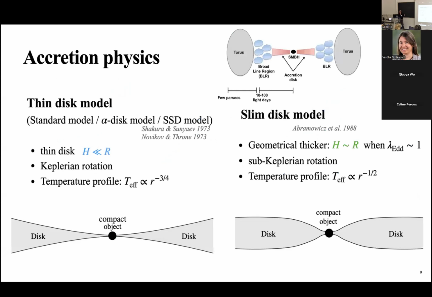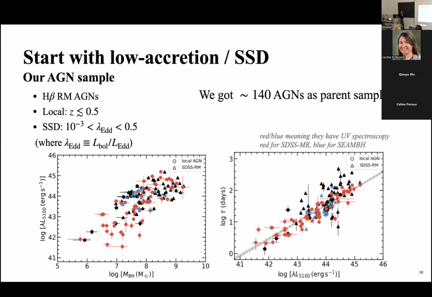So I'm going to give a very little background on the accretion disk, the very easy one. Here's the thin disk model, the standard Shakura model, and that's a slim disk. The disk structure is totally different. In the thin disk model, the height is way less than the radii, and the temperature profile across the disk is different compared to the slim disk model. We're going to start from the easier one, the standard thin disk.